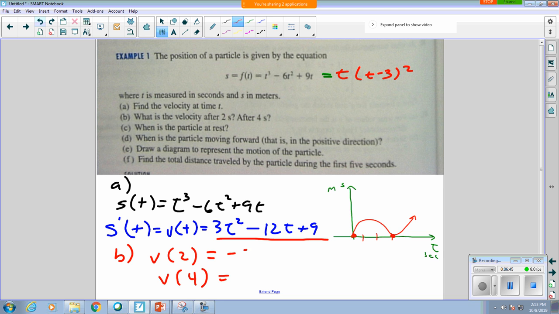I get negative 3 meters per second. That makes sense to me. I plug in 4, I get 48 minus 4, I get 9 again. And I know that I probably did that faster than you, but that's all right.